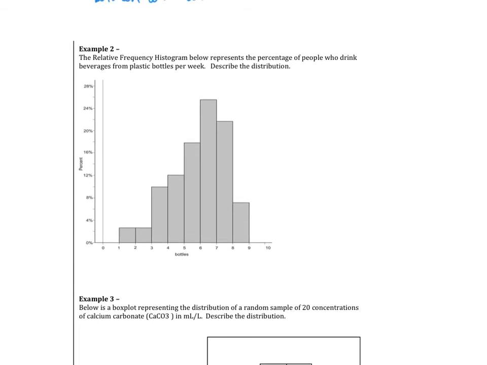All right, example 2, we're doing the same thing. It says the relative frequency histogram below represents the percentage of people who drink beverages from plastic bottles per week. So it'll be like, what percent drink 1 to 2? What percent drink 2 to 3 plastic beverages? How many drink 6 to 7? It kind of shows on the bottom there. So what is the middle of a percent? Like you're talking percentages, what's the middle? 50% would be the median.